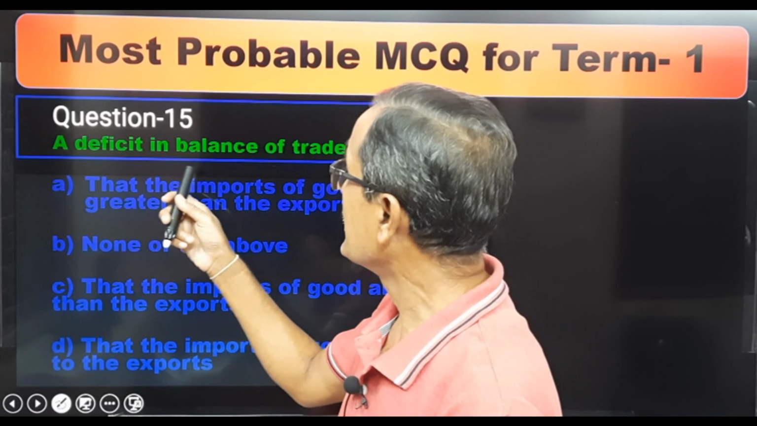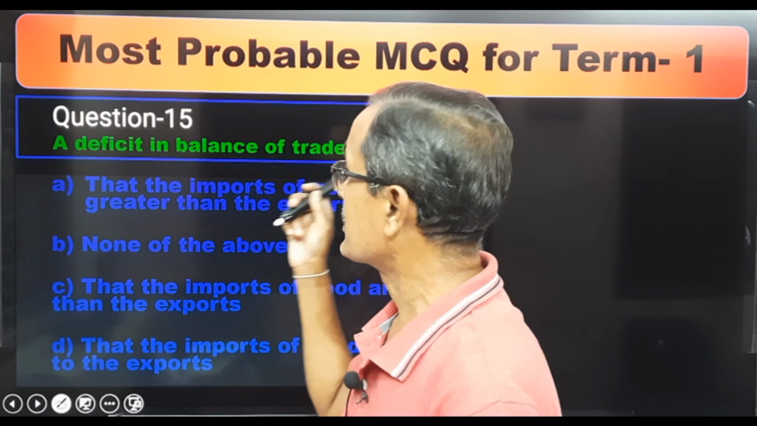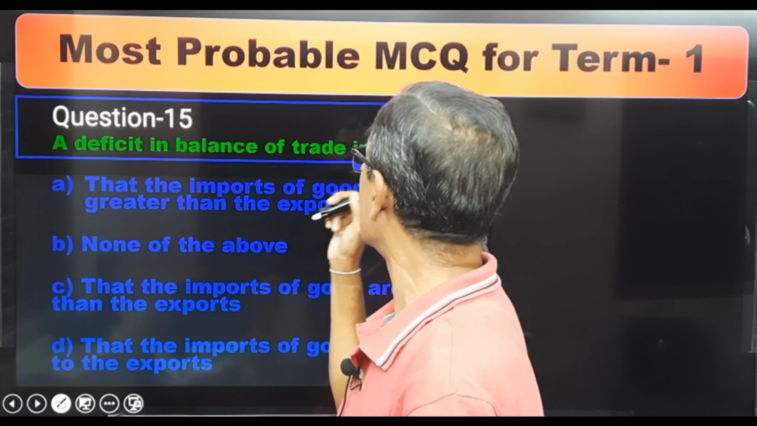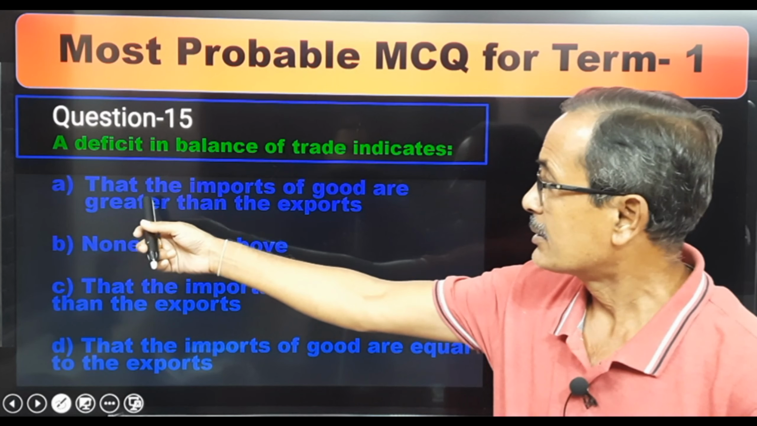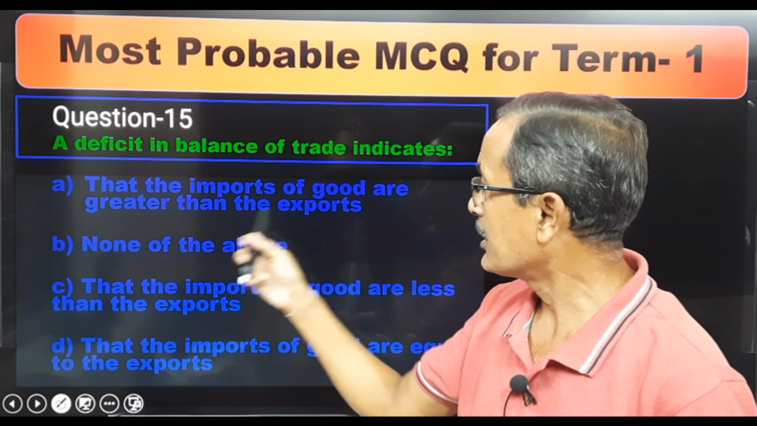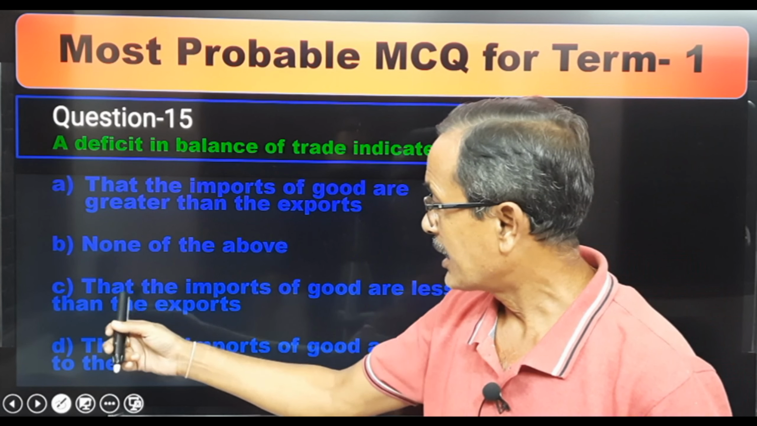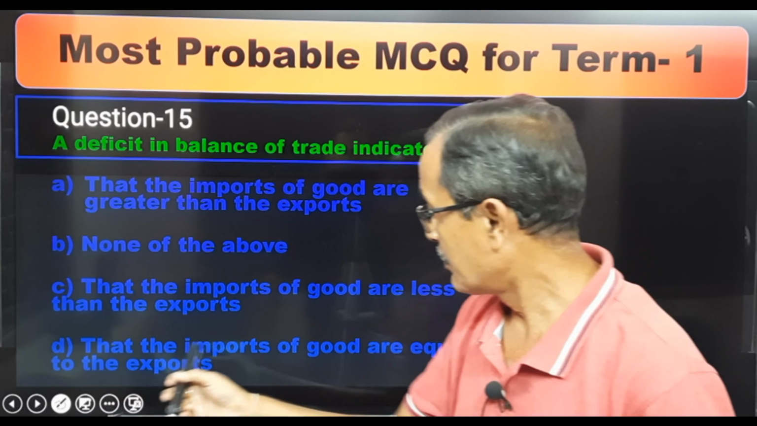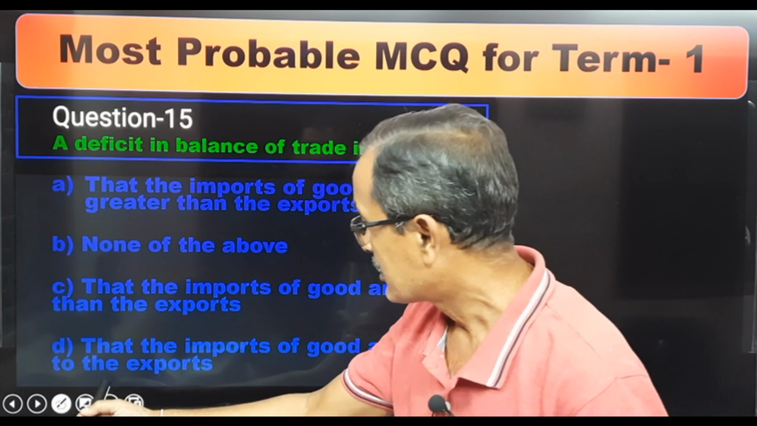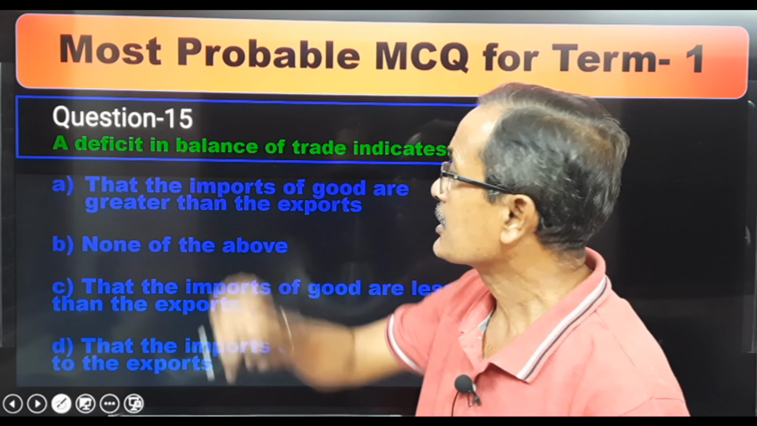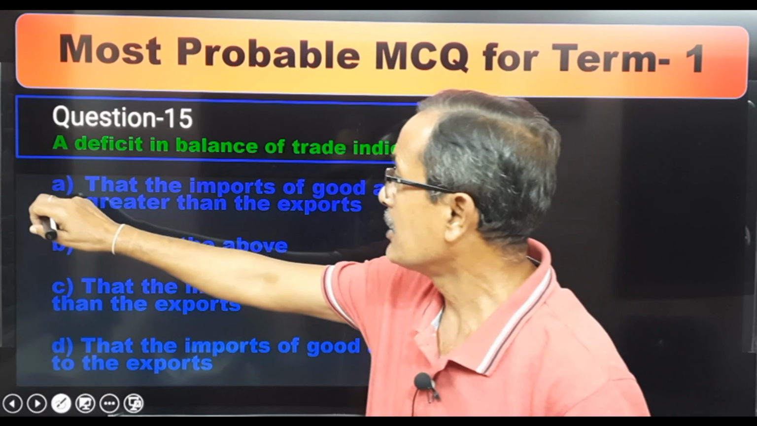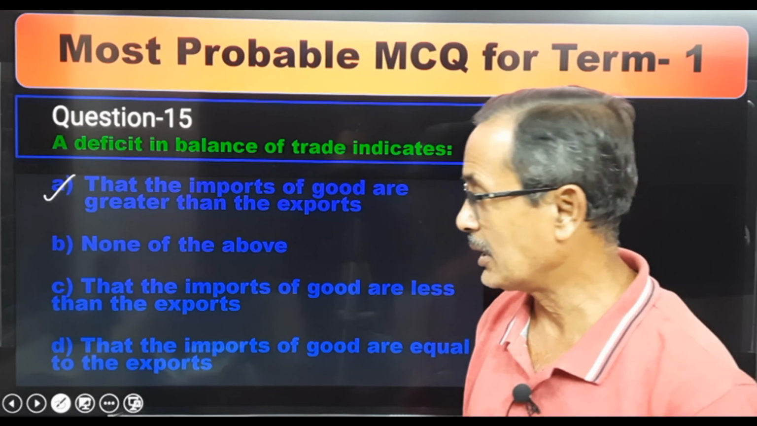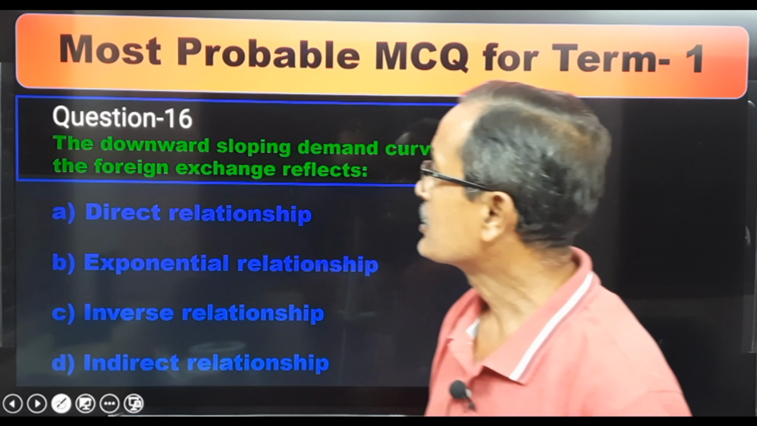A deficit in balance of trade indicates, remember it can be deficit, it can be surplus. Here is given deficit. A deficit in balance of trade, BOT, indicates what? That the import of goods are greater than exports. None of the above. That the import of goods are less than the exports. That the import of goods are equal to the exports. It's given deficit. Naturally, the import is more than export. Then you will have deficit balance of trade. Okay. Next question is 16.